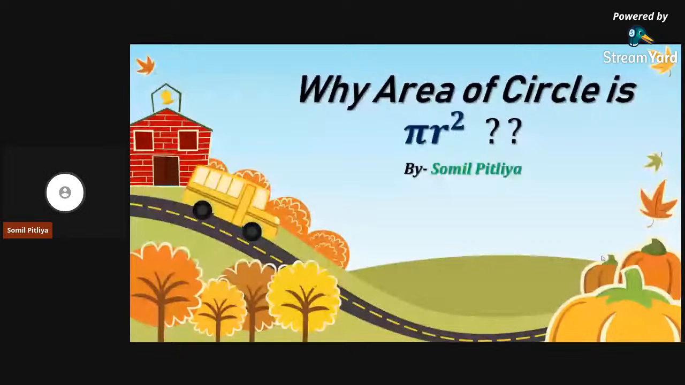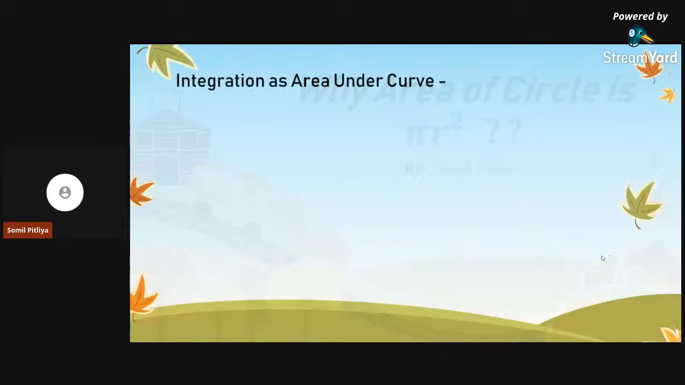Before moving to that, you must know two important things. The first is integration as the area under a curve. You must know some basic idea about integration, and the second is the equation of a circle. Don't worry if you don't know; I will tell you both before the proof. So first, let us move to integration as the area under a curve.